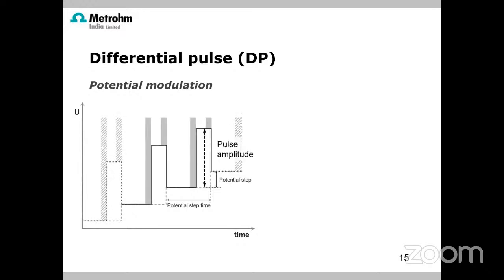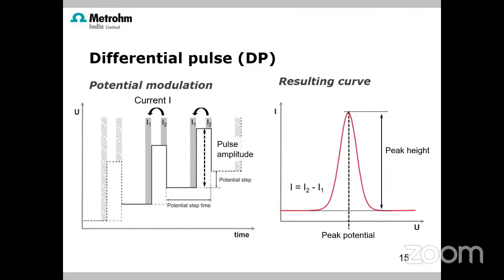Where it is applied, you can see here. So we get a resulting curve. At every step of potential, there is a rise in the potential for some time, and there is a measurement. These two are the measurements taken, I1 and I2, and then you plot a curve and you get a peak. This is called the voltammogram, and here we do not consider the area under the curve. We take only the peak height, because the amount of current is measured by the peak height. This peak height is proportional to the amount of sample present.